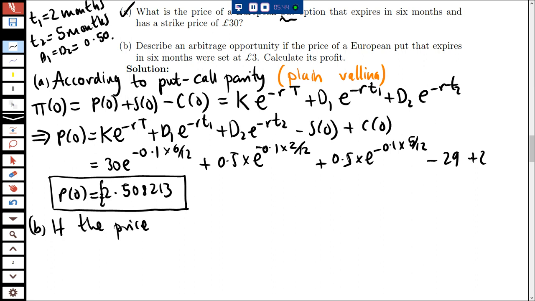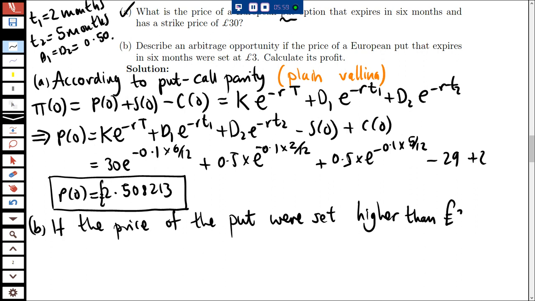So if the price of the put, or the possible values, we should say, of the put, were set higher than the fair value we just calculated, we would sell it.